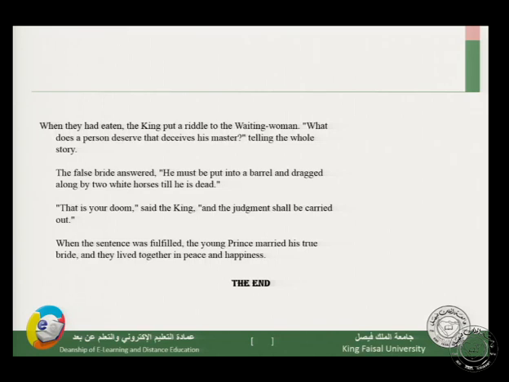And then the prince was very happy to see that this beautiful princess is his real wife, and they all lived happily.